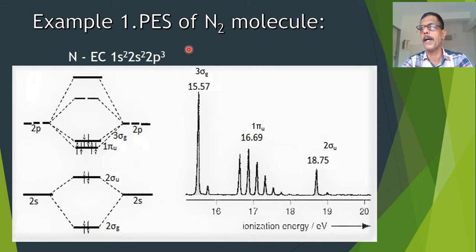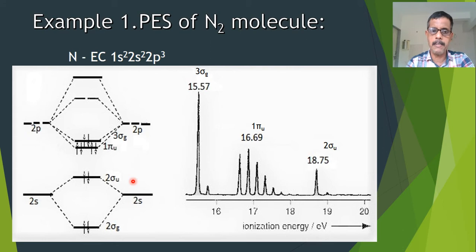You have already seen the molecular energy level for the nitrogen molecule in the previous classes. It has a combination of 1s, then 2s combination and 2p combination. So 1s combination forms sigma 1s and sigma star 1s. Those two orbitals are not shown here. Then 2s combination forms sigma 2s and sigma star 2s. But the naming is actually a modern type of naming. We will not discuss the naming procedure because it is beyond the scope of this discussion.